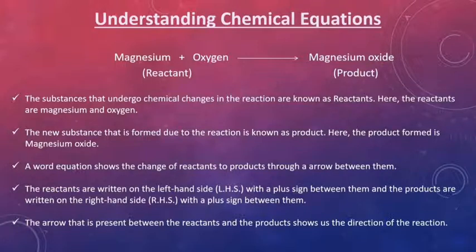The word equation shows the change of reactants to products through an arrow between them. The reactants are written on the left hand side, that is LHS, with a plus sign between them, and the products are written on the right hand side, that is RHS, with a plus sign between them. The arrow that is present between the reactants and the products shows us the direction of the reaction.